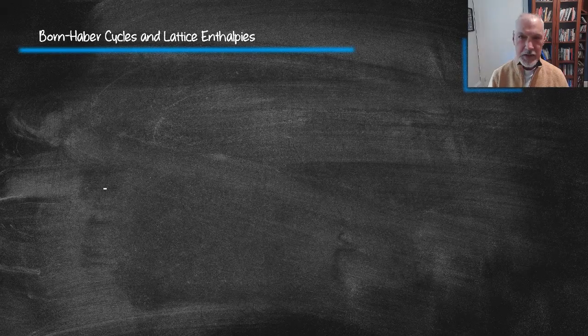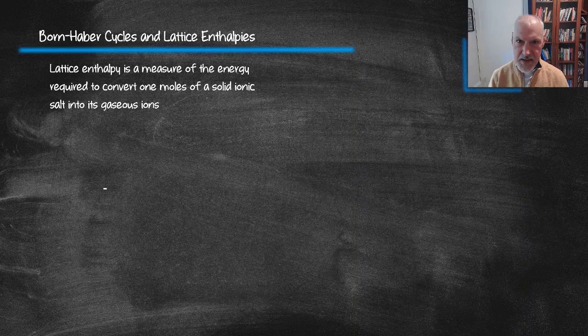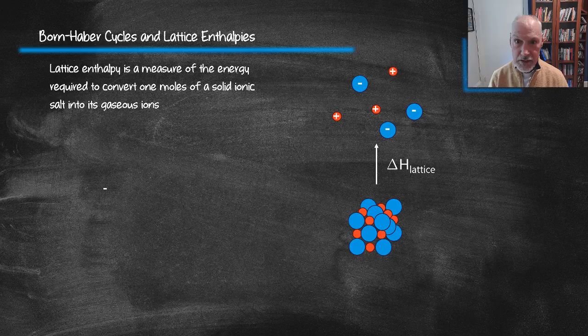In this program, I want to take a look at Born-Haber cycles and lattice enthalpy. Let's begin with lattice enthalpy. Lattice enthalpy gives us a measure of the strength of the ionic bond. It's defined as the measure of the energy required to convert 1 mole of the ionic solid into its gaseous ions. We would write this in a chemical equation the following way.